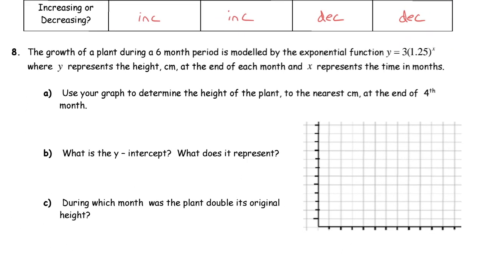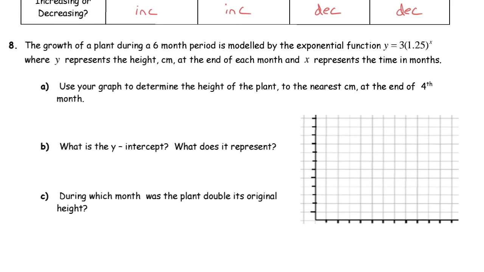Next question here. It says the growth of a plant during a 6-month period is modeled by the exponential function y is equal to 3 times 1.25 to the x, where y represents the height in centimeters at the end of each month, and x represents the time in months. We are going to use our graph to determine the height of the plant to the nearest centimeter at the end of the 4th month.